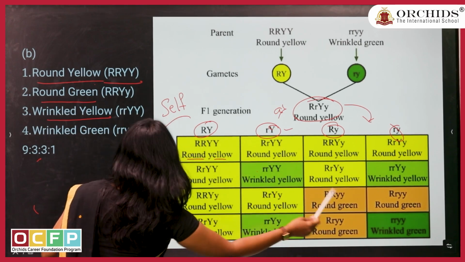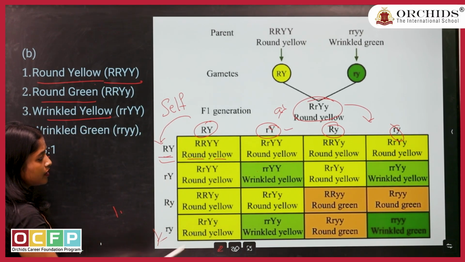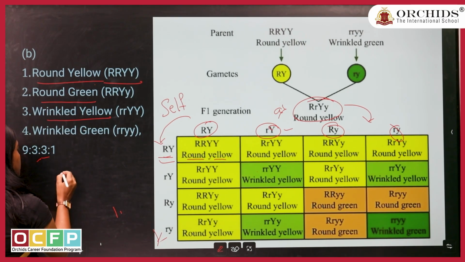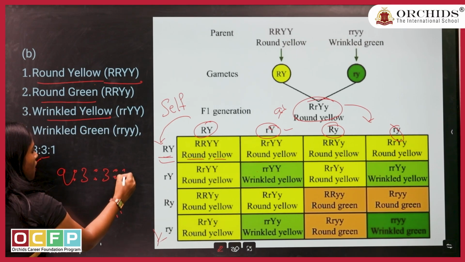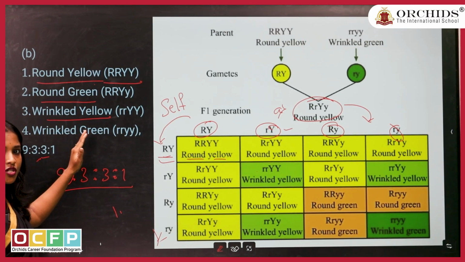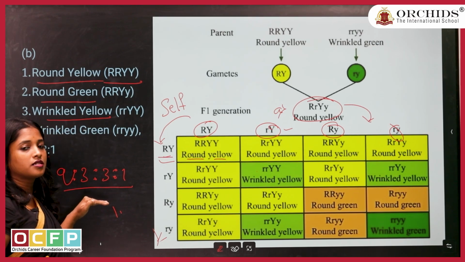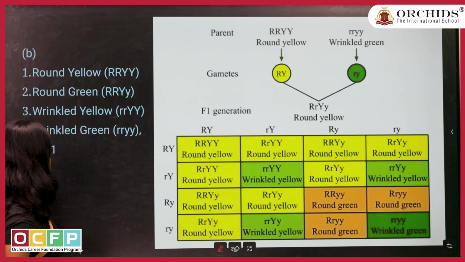1, 2, 3, 4. 3. Next, wrinkled green is 1. So the answer is 9 is to 3 is to 3 is to 1. Since they ask for ratio, you have to write these are the gametes which are available and this is the ratio. Okay, this is the answer for the second question.